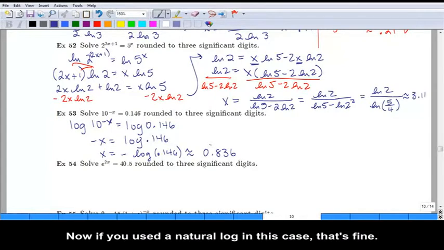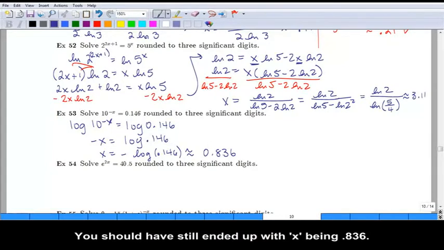Now if you use natural log in this case, that's fine. You should have still ended up with x being 0.836.